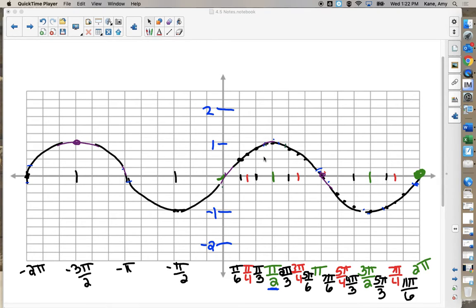So you've got 3 graphs to go over tonight. The rest of it is kind of like general questions going over what we talked about today. So, graphing sine and cosine.